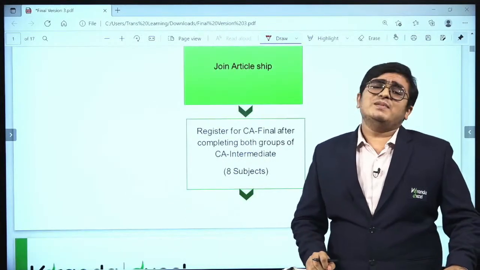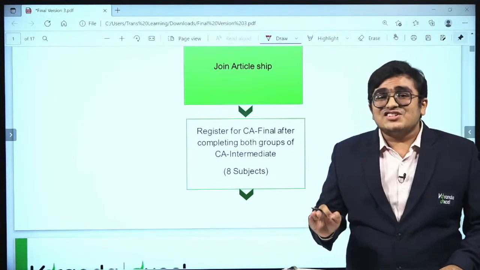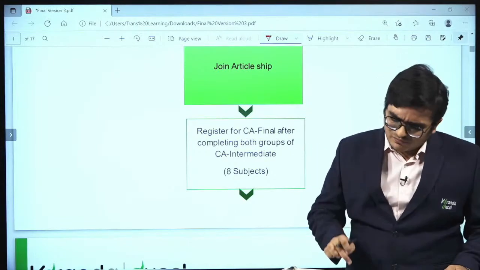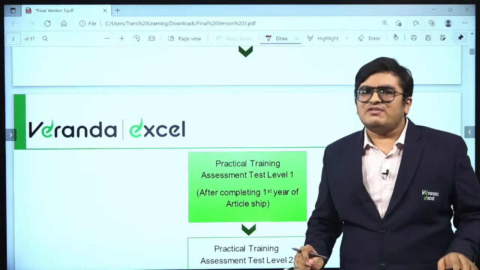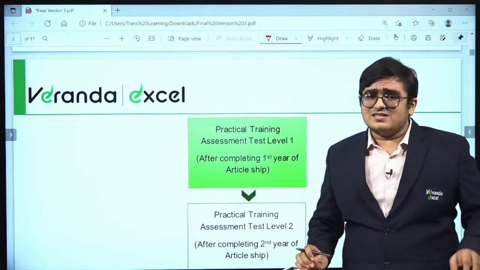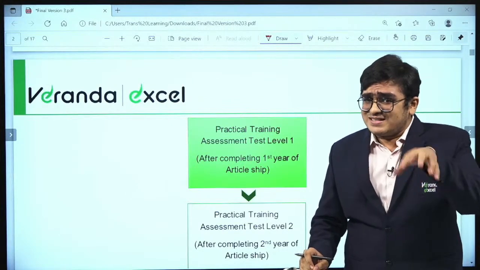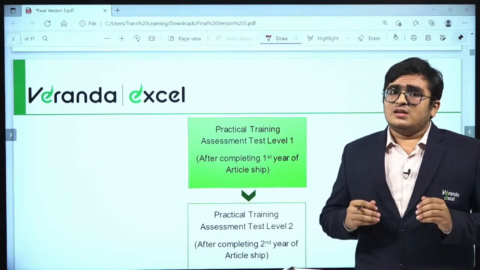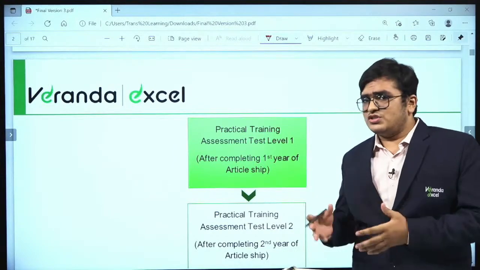After you complete both the groups of intermediate, remember both the groups, you can register for CA Final, the last hurdle between you and the membership number. Before CA Final, there's a lot ICAI expects from a CA Final student, because they want quality chartered accountants out there. So in recent years, they introduced practical training assessment tests. Let me give you a gist of why this came into existence. You have to register yourself for articleship. Students in the past used to get registered under their uncles or some known chartered accountants.